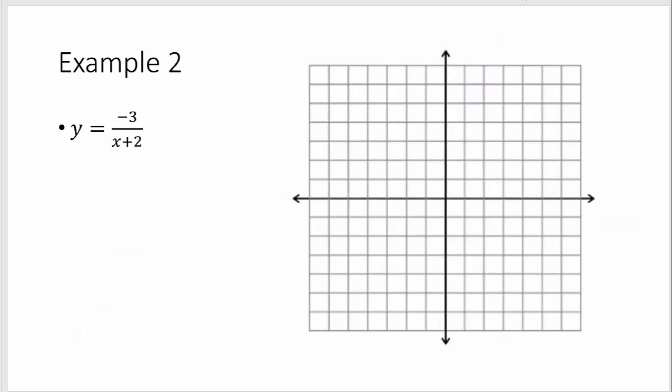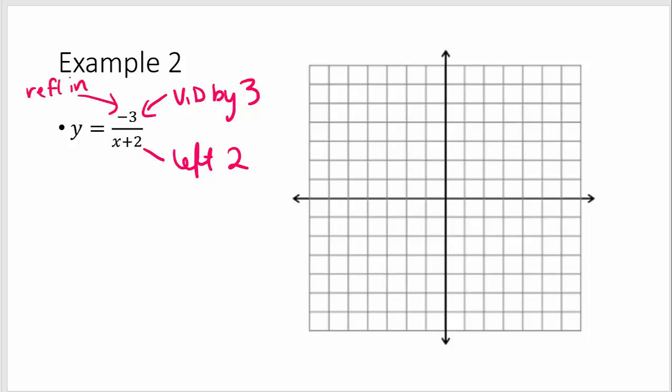Let's look at example 2. So first we're going to identify all of our transformations because we have 3 different transformations happening here. We have that vertical dilation by 3, so the y's are going to be multiplied by 3. We have a translation to the left by 2. So remember, anything attached to the x is the opposite of what you think. And then we have a reflection in the x-axis.